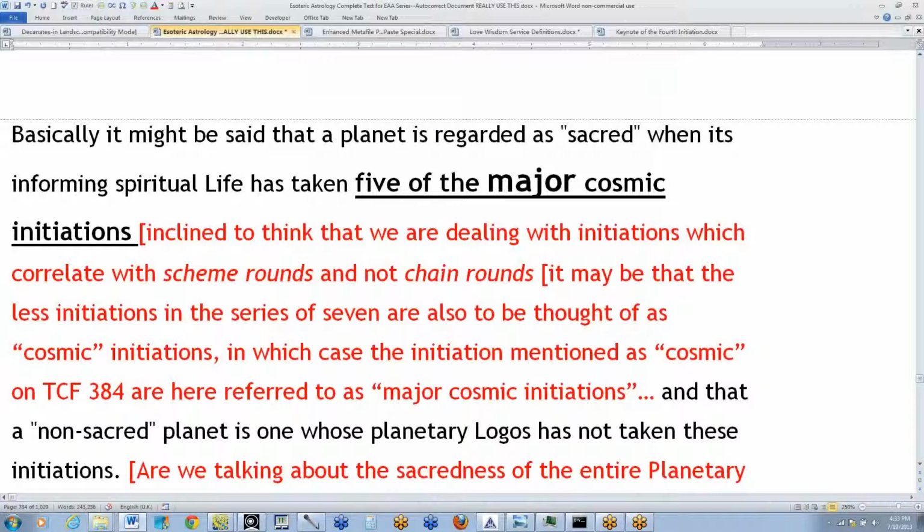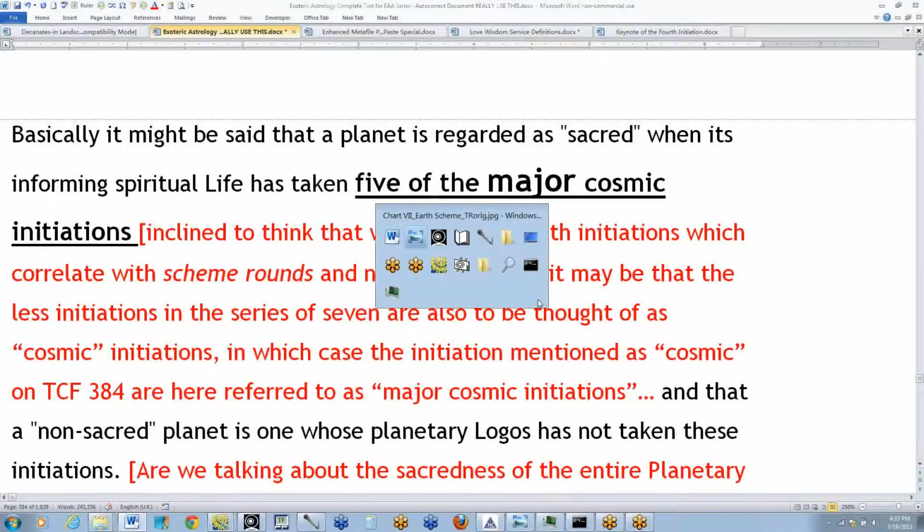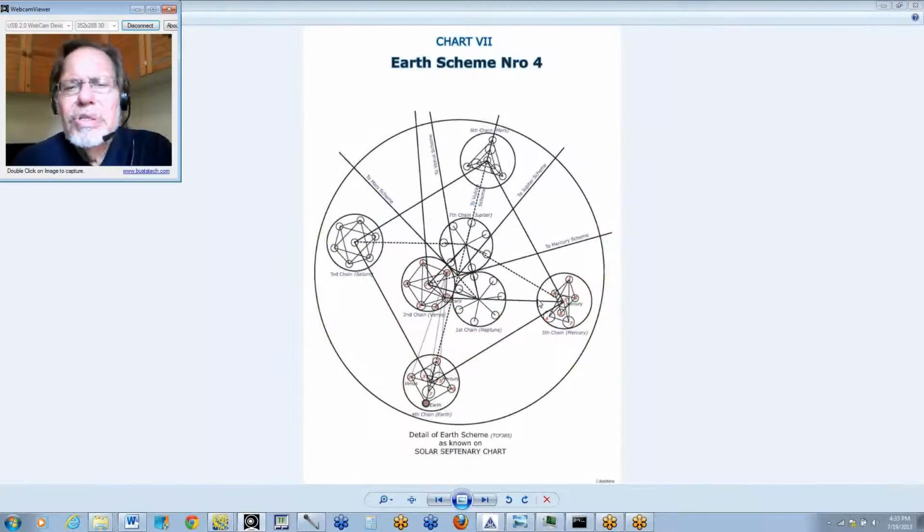Well, it can only reach full unfoldment in the far distant future. I don't know how we can measure this, but if we went ahead and said, okay, now in this fourth scheme round, our planetary logos will take the second cosmic initiation, and in the fifth he will take the third, and in the sixth he will take the fourth, and in the seventh he will take the fifth cosmic initiation.